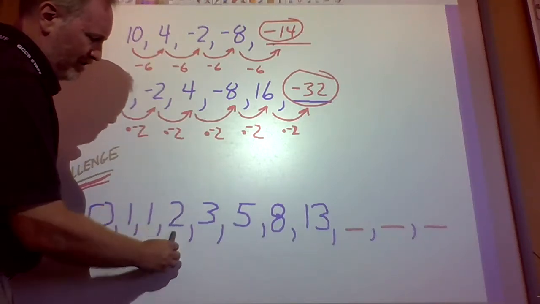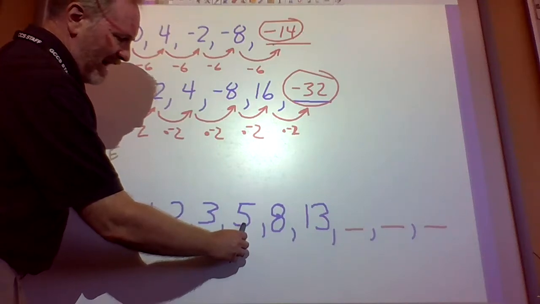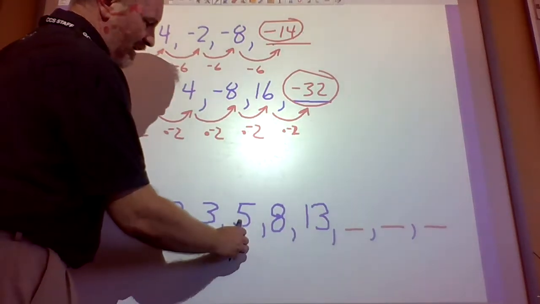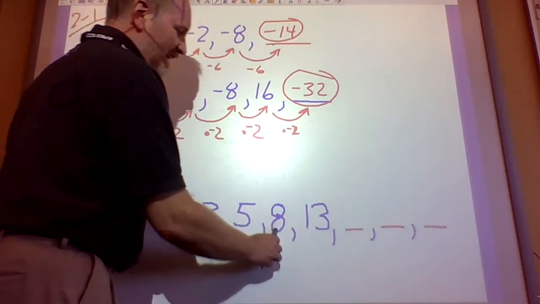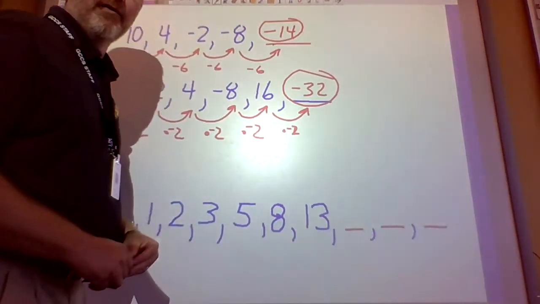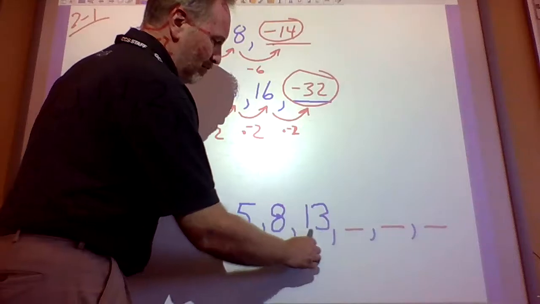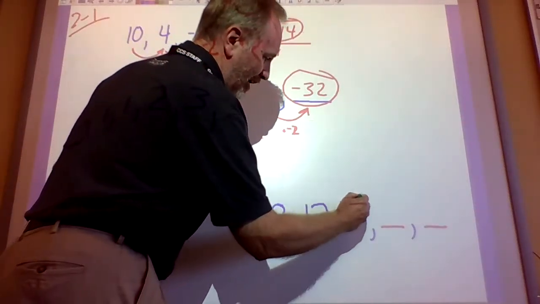But when you go 2 plus 3, that's how you get the 5. And 3 plus 5, you get 8. And 5 plus 8, you get 13. And then 8 plus 13, hopefully everybody's first prediction on this was 8 plus 13, you would get 21.